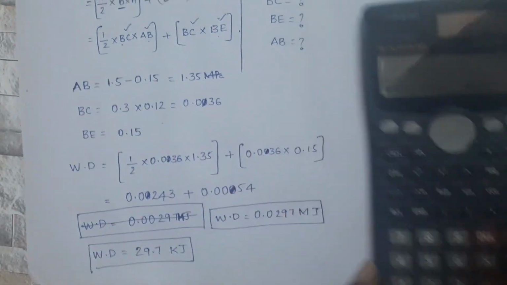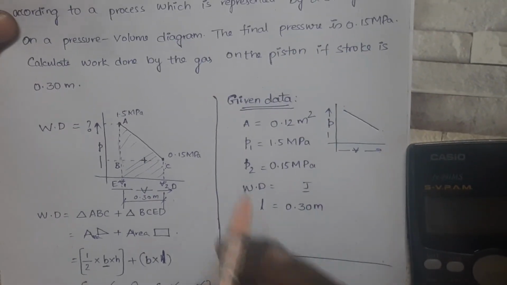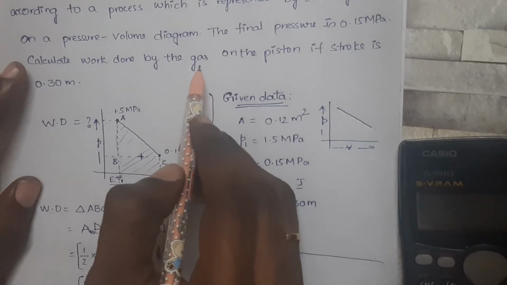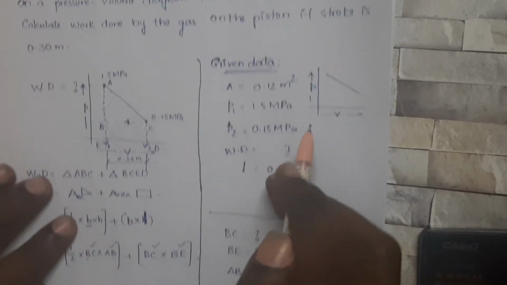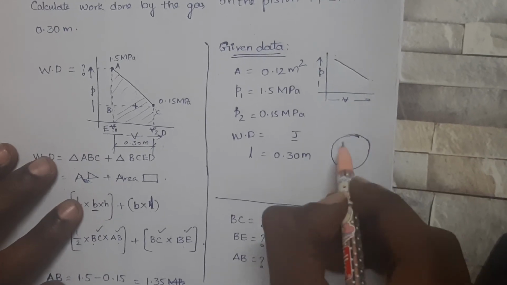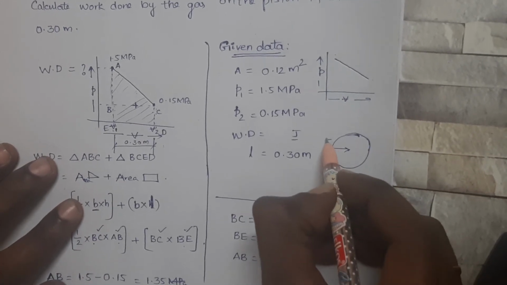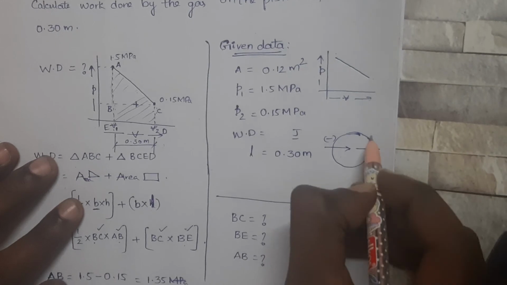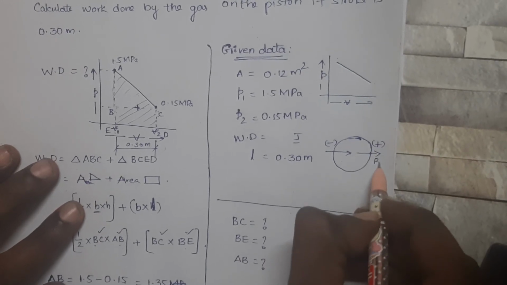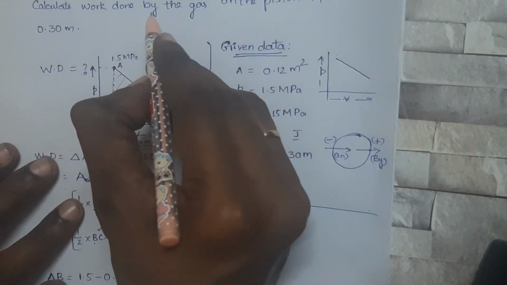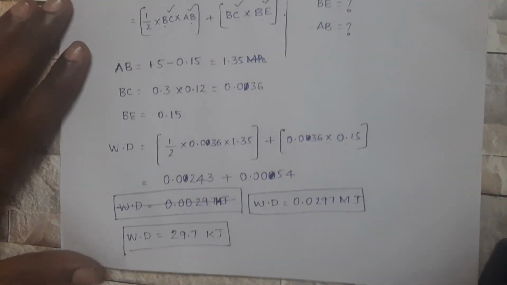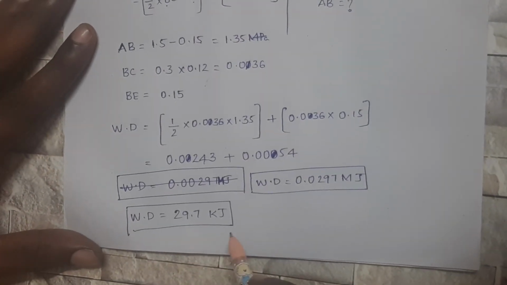Already he has given that calculate the work done by the gas. On the gas is negative and by the gas is positive. Here just try to recapitulate the things. Work done on the gas is negative, work done by the gas is positive. This is by, this is on. So already work done by the gas is given, so already we got the answer as 29.7 kilojoules.